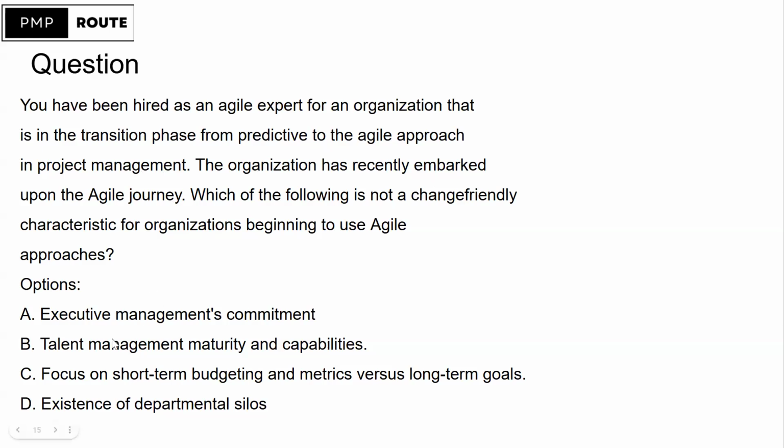Executive management commitment, talent management maturity and capabilities, focus on short-term budgeting and metrics versus long-term goals, existence of departmental silos. In this particular case, the question is what stops people from changes, okay? And one of the big things that will stop people from changing is the existence of departmental silos, okay? So the right answer that we have for this particular question is D.